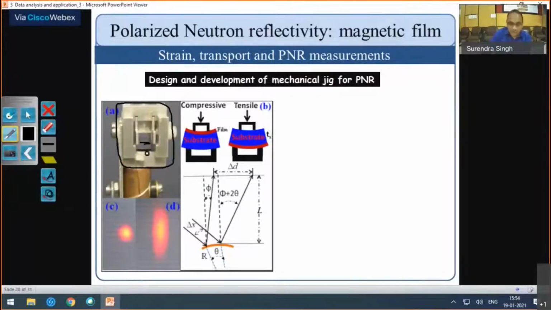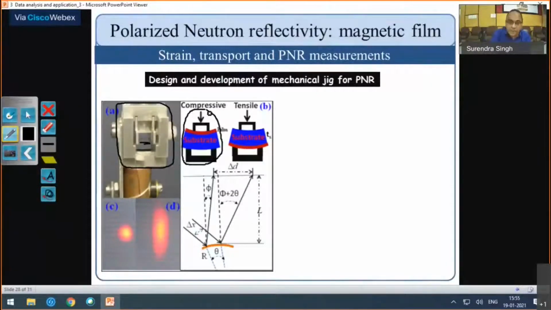as well as we change the temperature and magnetic field. In principle, we can apply compressive strain when we put our substrate and then stress from the film side. Then we are compressing our film by bending the thin film in this configuration.